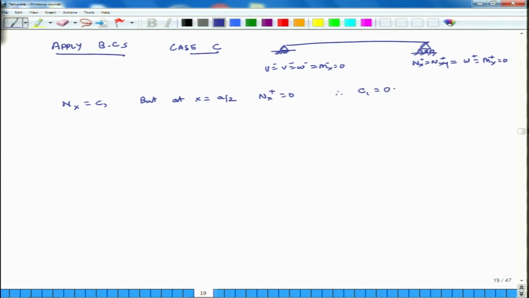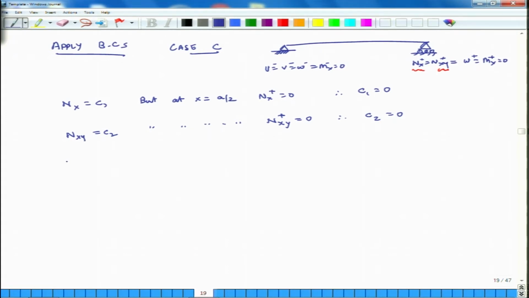So, we have implemented the first boundary condition, which is this one. Okay. Next, we apply the second boundary condition, which is on Nxy. So, we know that Nxy is equal to C2, but at x is equal to a over 2, Nxy is equal to 0, therefore, C2 equals 0. So, now we have implemented two boundary conditions.